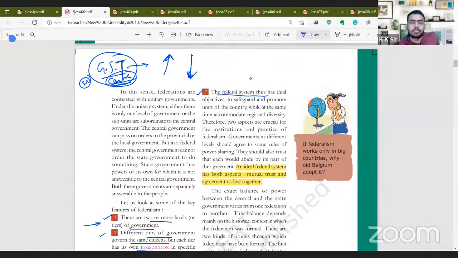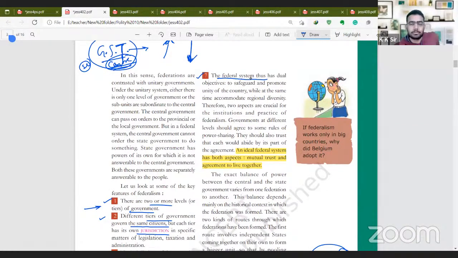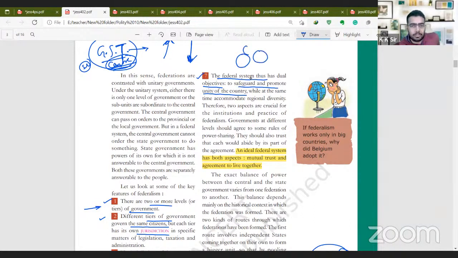फिफ्थ और सेवेंथ फीचर इज द फेडरल सिस्टम thus have dual objectives. ऑब्जेक्टिव क्या है? दो. पहला, to safeguard and promote the unity of the country. Why we need federalism? Because when different people will have the power to take decisions, they feel themselves involved in the overall decision making. तो इससे यूनिटी बरकरार रहती है.